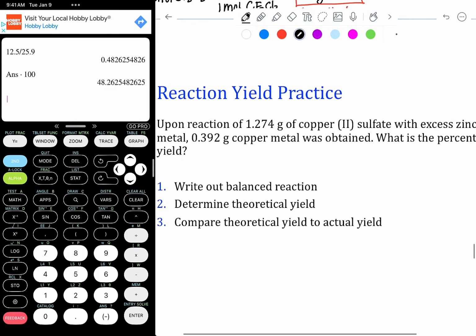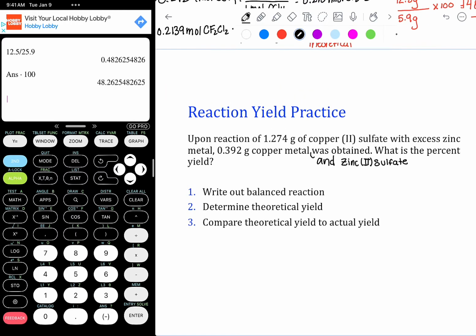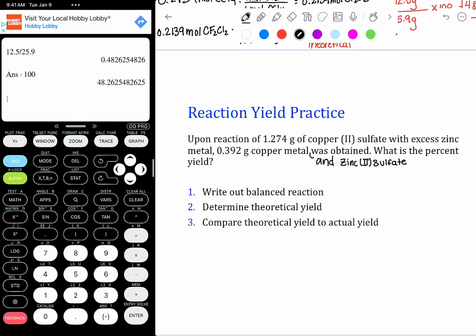So I got out copper metal and zinc sulfate. So the product of my reaction between copper 2 sulfate and excess zinc was copper metal and zinc 2 sulfate. So you can use that to write out your balanced chemical reaction. So do that now.